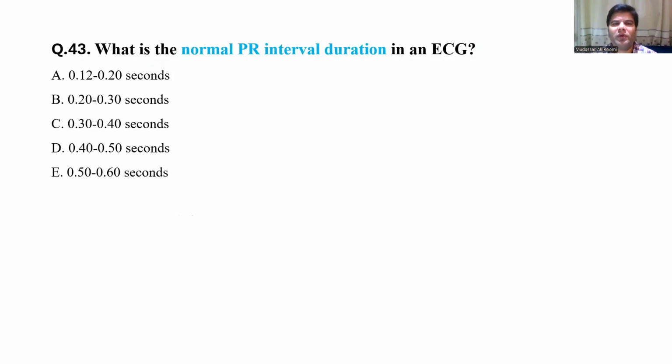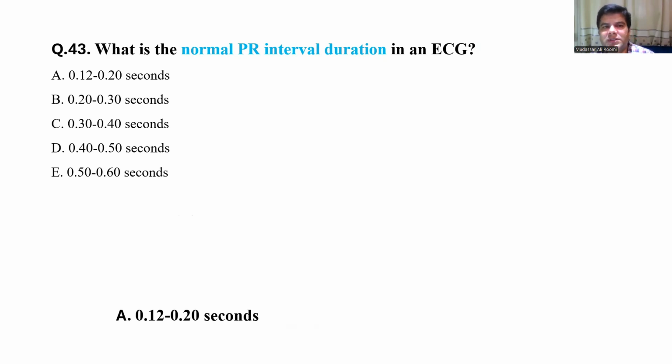Next question is, what is the normal PR interval duration in an ECG? And the options are A 0.12 to 0.20 seconds, B 0.2 to 0.3 seconds, C 0.3 to 0.4 seconds, D 0.4 to 0.5 seconds, E 0.5 to 0.6 seconds. And the answer is, normal duration of PR interval is 0.12 to 0.20 seconds.